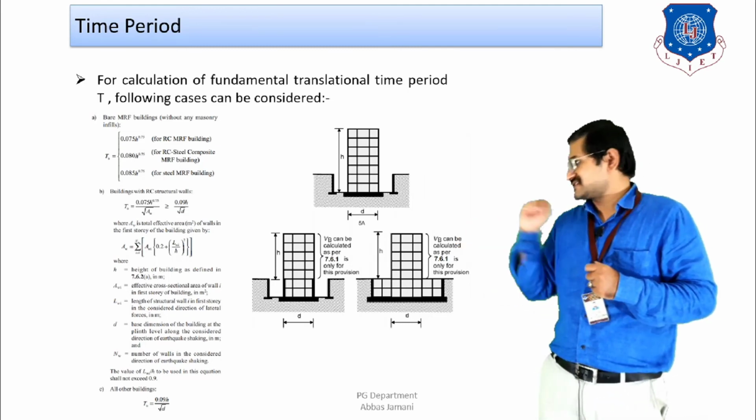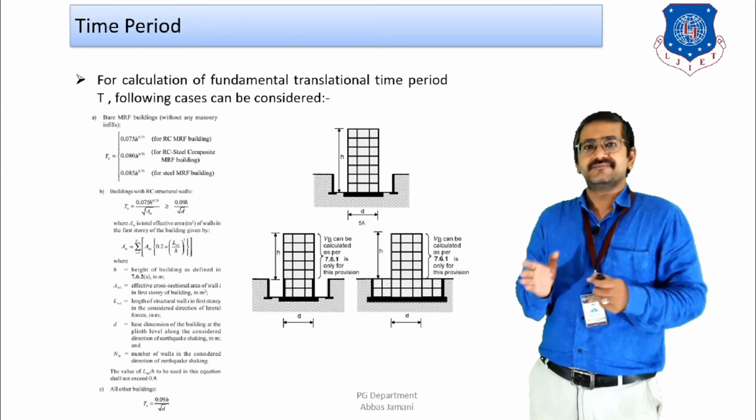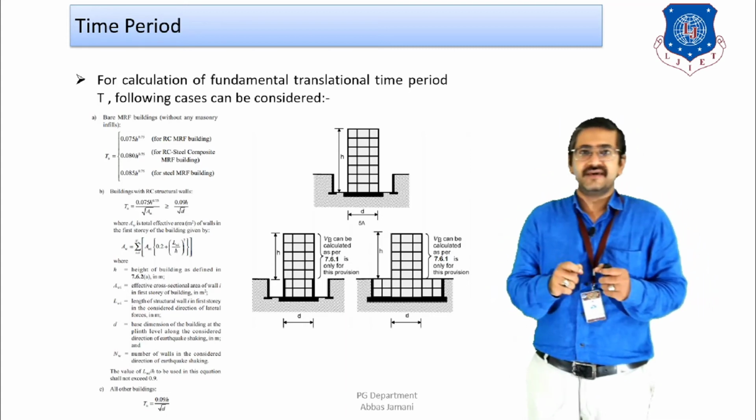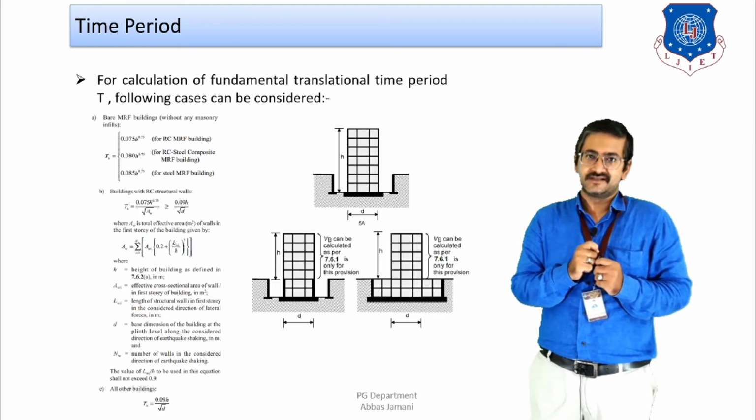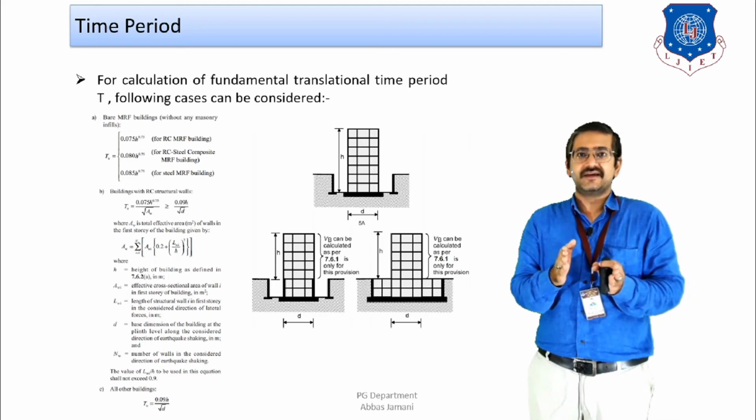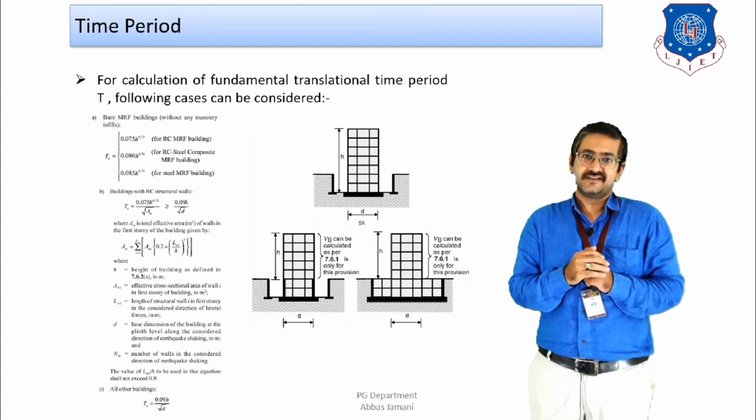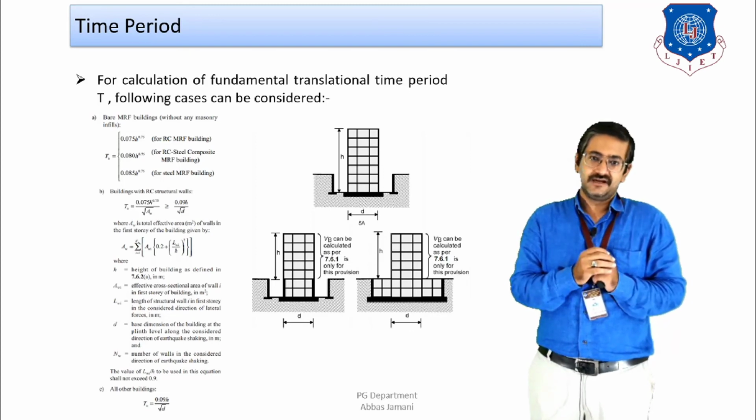So if you look at the first sketch, it is showing a simple building. In that case, from the base of the footing to the top of the building, the value of h, that is the height of the building, should be considered. And whatever the frontage of the building is has to be considered as the dimension d, that is the lateral dimension of the building.